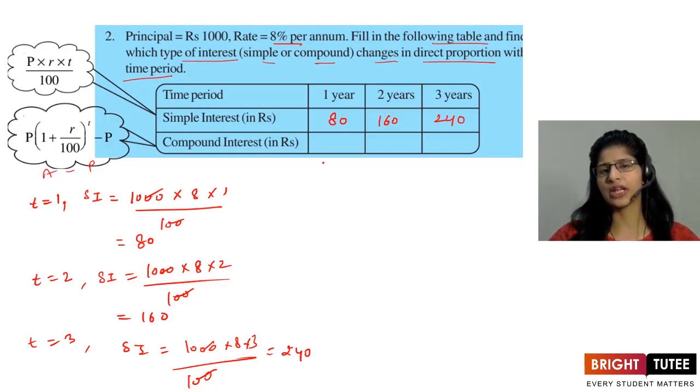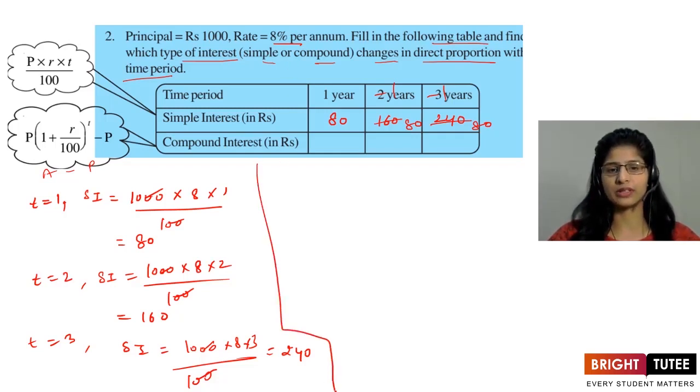So is this ratio of time period and simple interest the same? Just check. It is 1 upon 80. Cancelling it, 2 ones are 2, 2 8s are 16. Yes, it is also 1 upon 80. And cancelling it, it is also 1 upon 80. So yes, time period and simple interest are in direct proportion, right? Let us calculate compound interest.